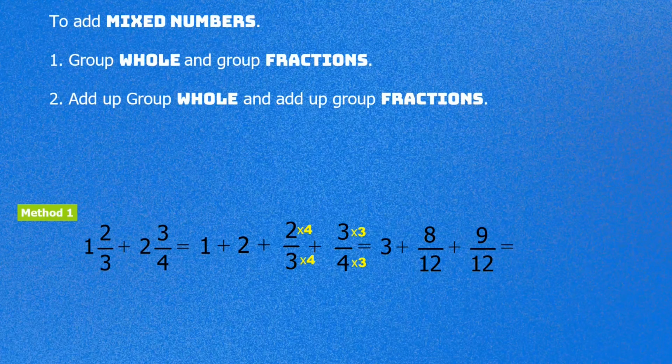Then we simply add the wholes together. 1 plus 2 is 3. 2/3 plus 3/4. Now they have common denominators. We can simply add them together. We get the answer to be 3 plus 17/12. Now, finally, we need to add 3 plus 17/12.